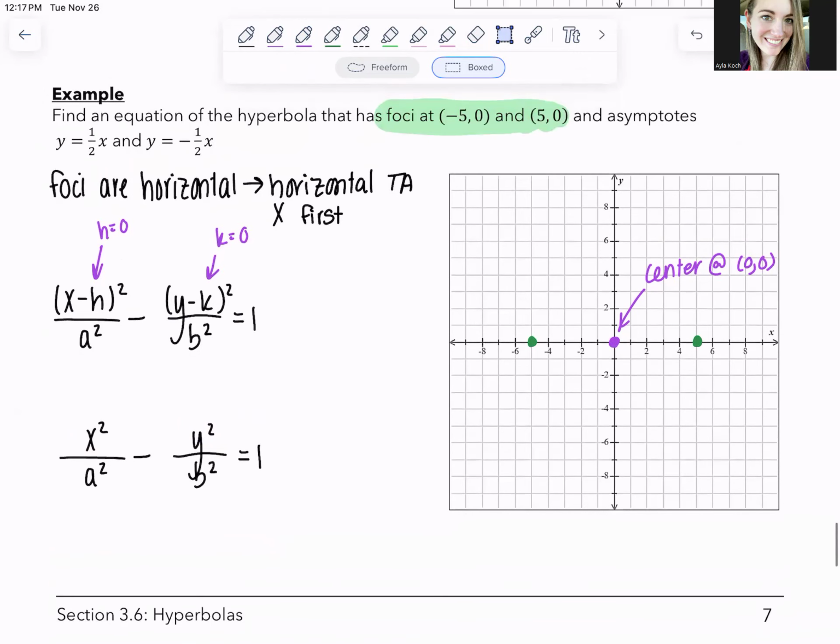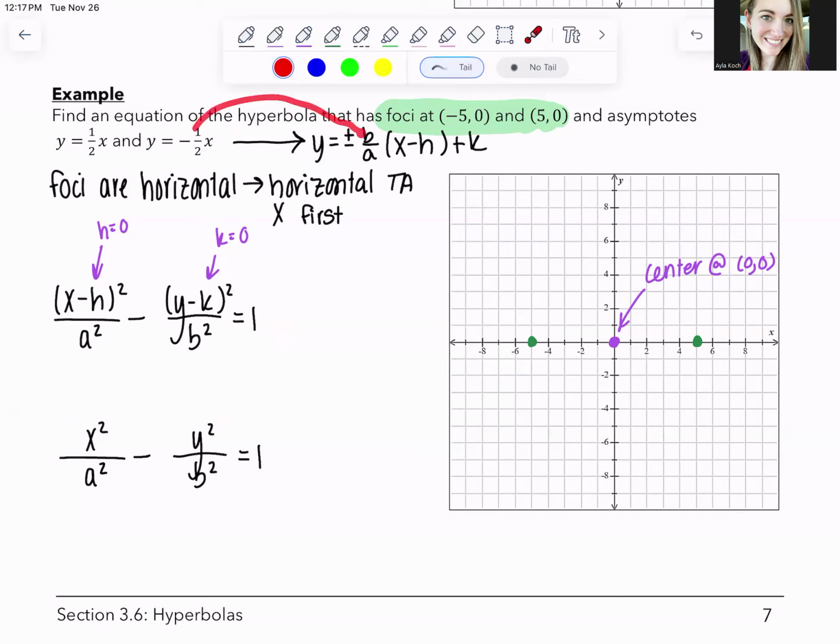And you might think to yourself, okay, those asymptotes are going to be helpful, because if I look at the formula for the asymptotes for a horizontal transverse axis, those are y equals plus or minus b over a times x minus h plus k. And you might say to yourself, awesome, that means that b should be 1 and a should be 2. And that would be lovely if it were true, but that is not true.